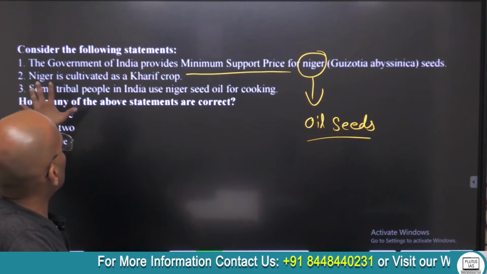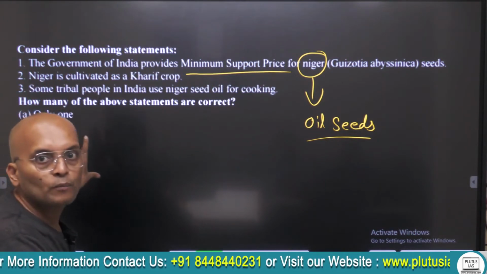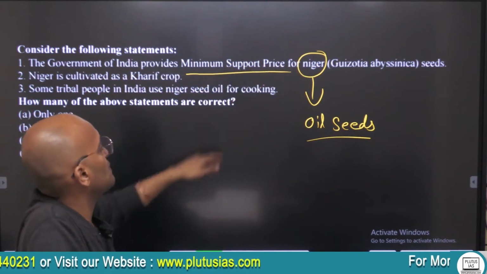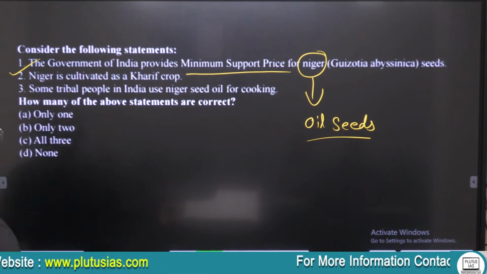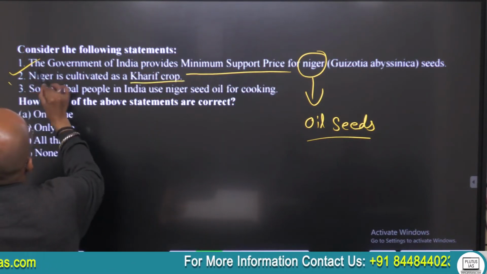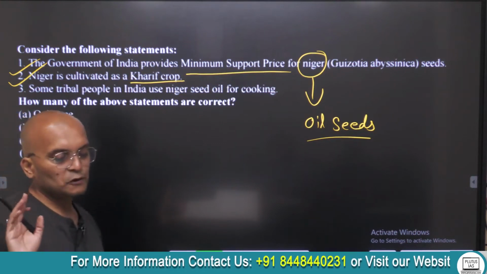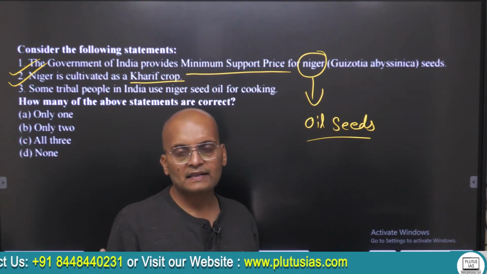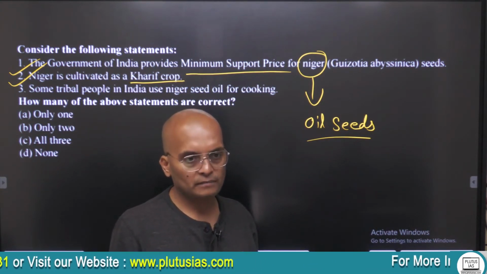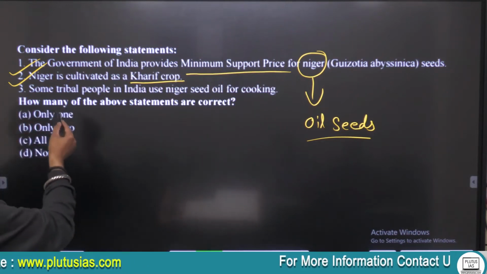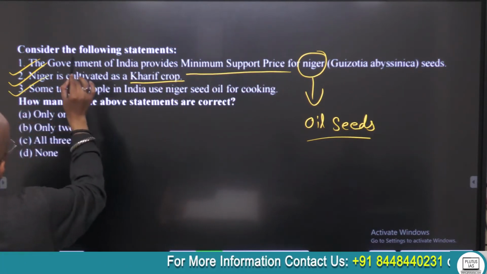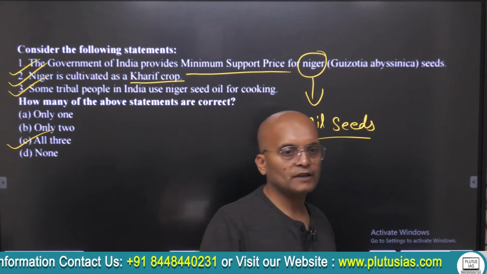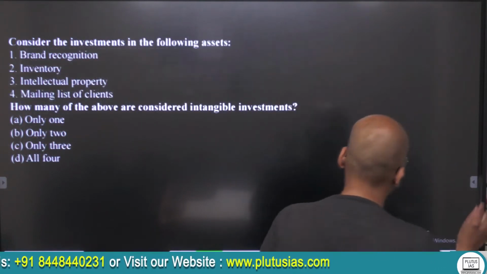Now you have to consider these three statements, and you have to tell how many statements are correct. So first is, the government of India provides MSP for Niger. Yes, it provides MSP for Niger. It is correct. Niger is a Kharif crop. And not only tribals, in fact many people use Niger seeds or the oil of Niger seeds as cooking oil. So this statement is also correct. Niger seed oil for cooking. So all three. This was a factual, theoretical question, actually. Okay. Next.